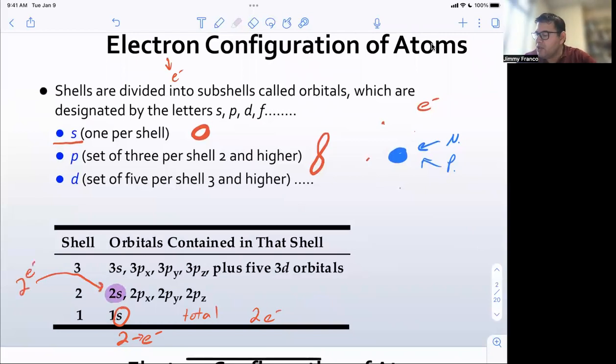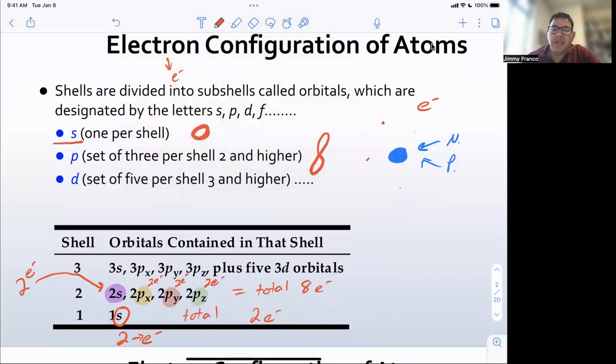Now, each one of these p orbitals, and there's actually 3 of them, px, py, and pz, can also have 2 electrons. So I'm just going to put 2 electrons for each of these. So if we're thinking about the second level, the second shell, we can have a total of 8 electrons.